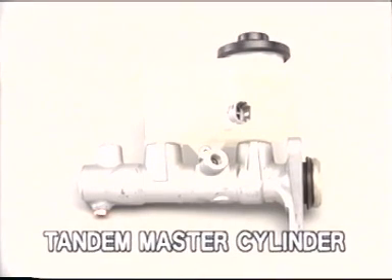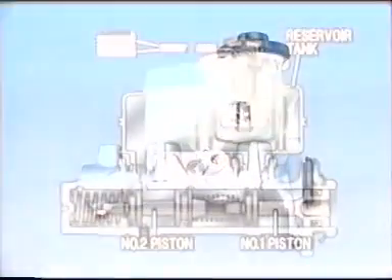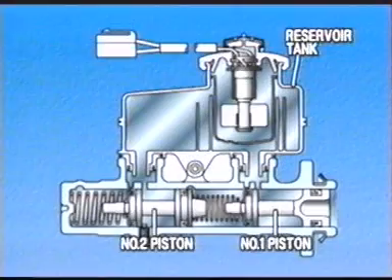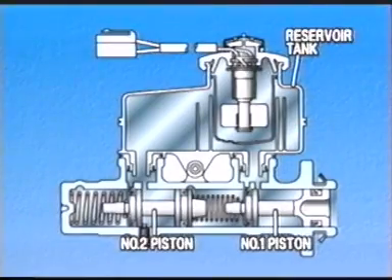We will take an FR vehicle as an example to explain the operating principle of the tandem master cylinder. The tandem master cylinder has a divided cylinder chamber. When brakes are not applied, passages exist between the respective cylinder and the reservoir tank.